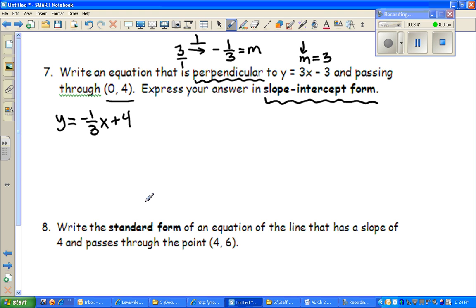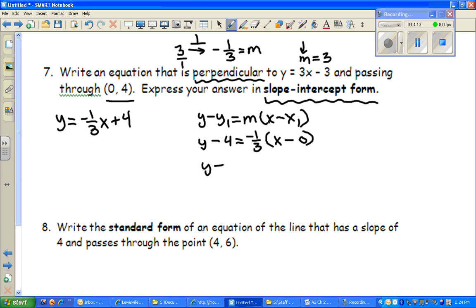Of course, if you forget that and you're unsure if that's the y-intercept or not, or if they didn't give you the y-intercept, you can write it into point-slope form, which would be y minus y1 equals m times the quantity x minus x1. This is one that we use a lot in Algebra 2. So I'm going to set this up. It would be y minus the y value from this point, 4, equals the slope, -1/3, times x minus the x value from that point, 0. Then you would just simplify that so that you'd have slope-intercept form.